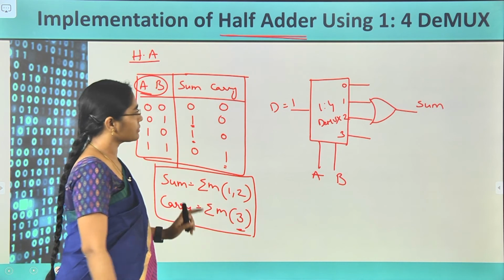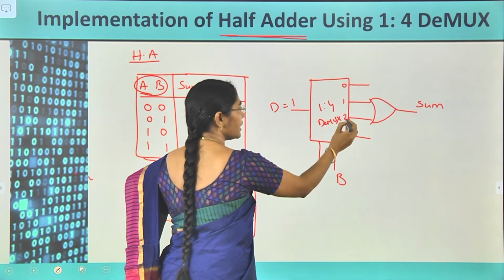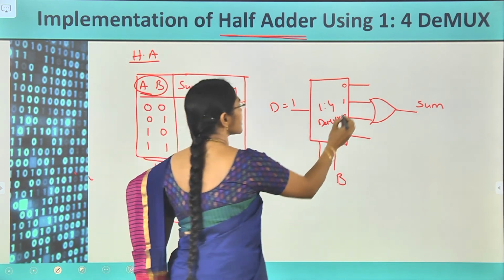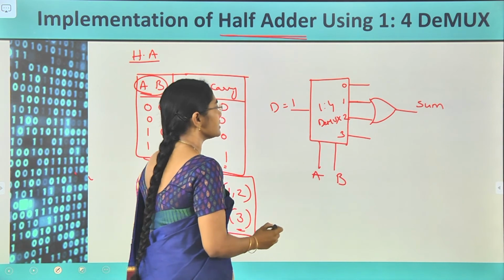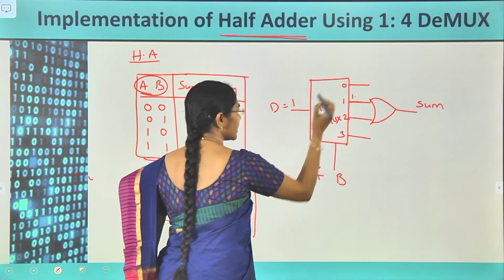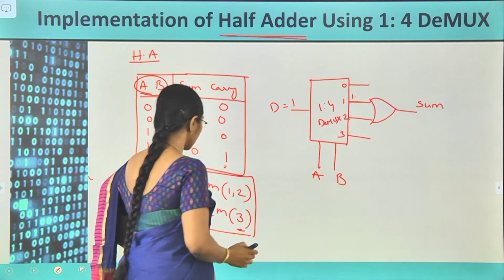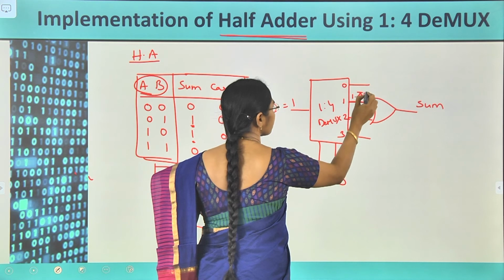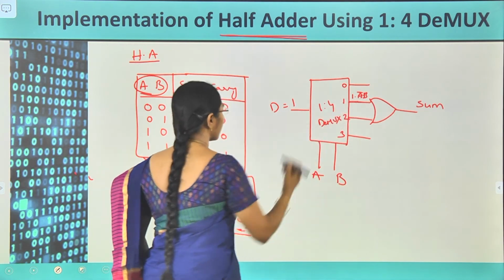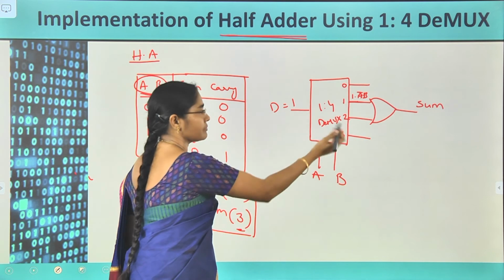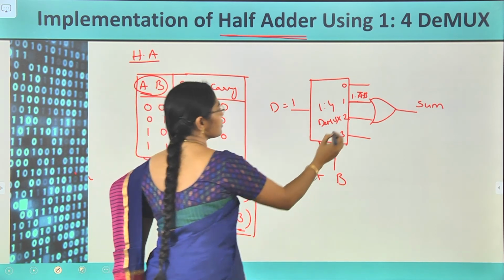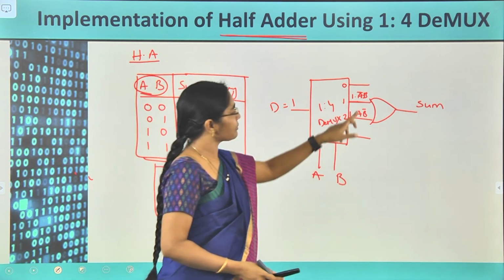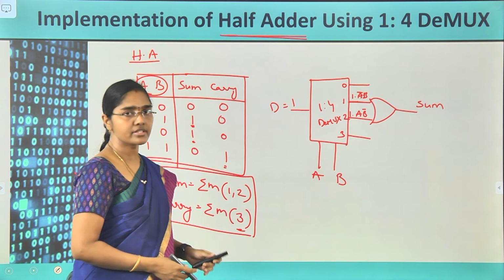That is nothing but sigma m of 1 and 2. Suppose I have written sum here, what is the output signal existing here? It is D into, that is 1 into AB values. What are the AB values? AB value is 0 and 1, that is A bar and B. D is equal to 1, so 1 into A bar B, that is the A bar B term, plus the second term, 1 into A B bar, that is equal to A B bar. So A bar B plus A B bar is equal to our sum expression.